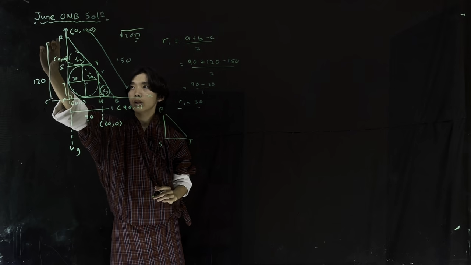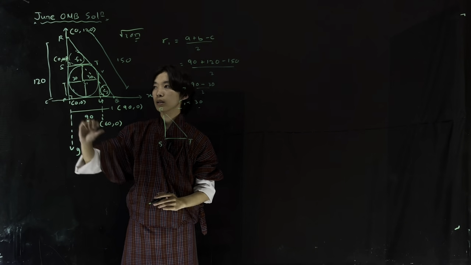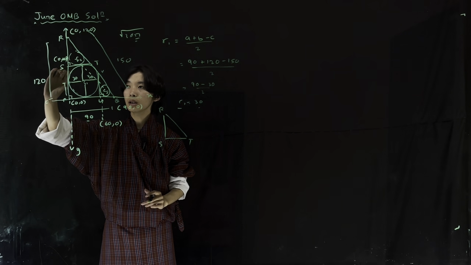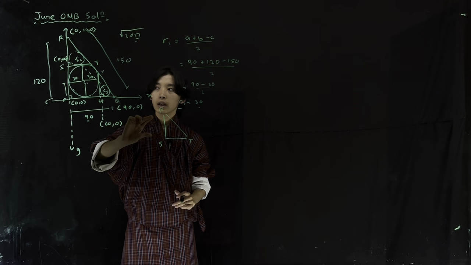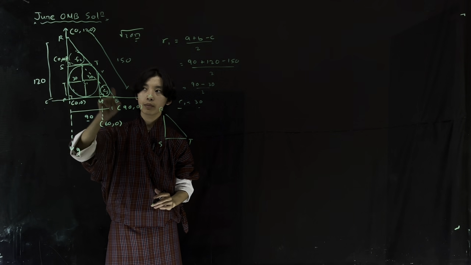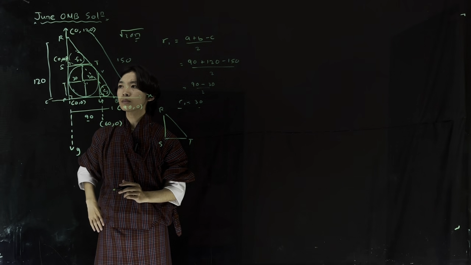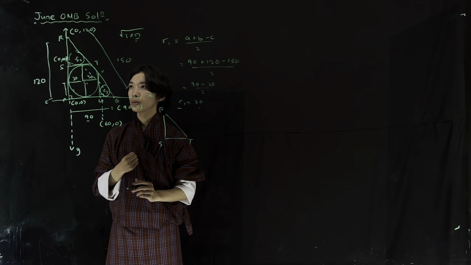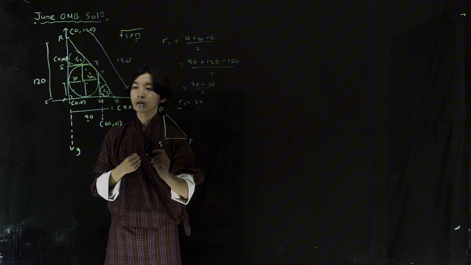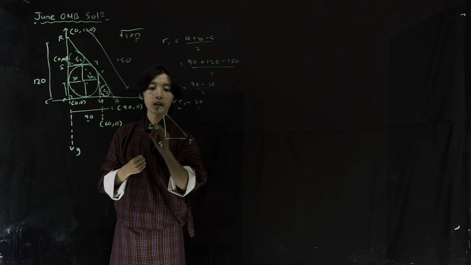RST. Now what's the length of RS? If it's 120 till here and 60 till here, then we have to subtract 120 minus 60, so it's going to be simply 60 here.